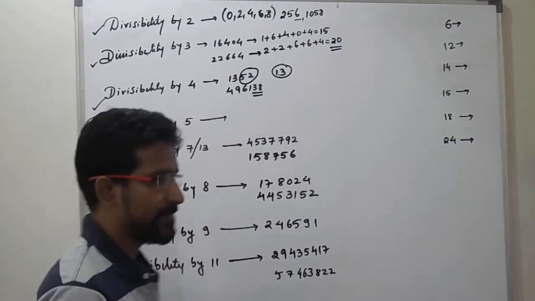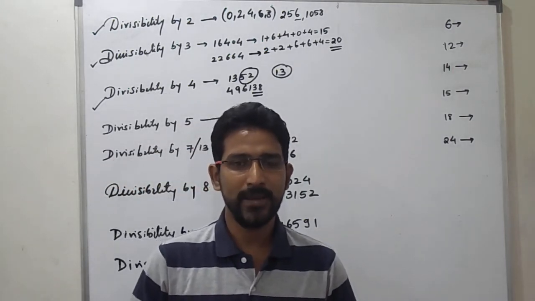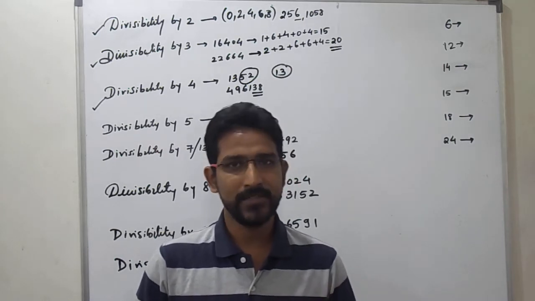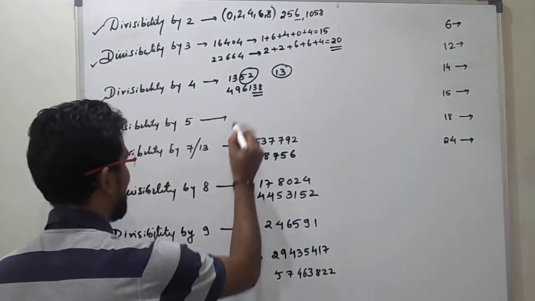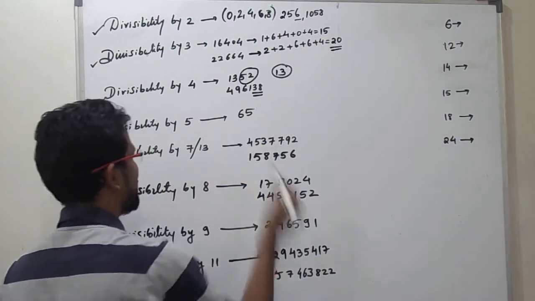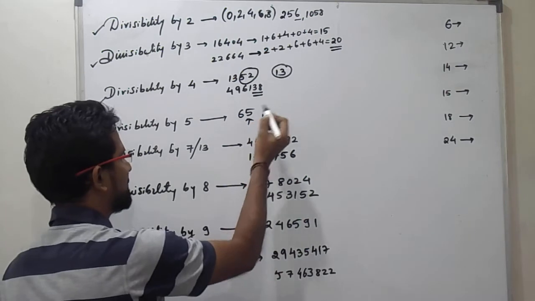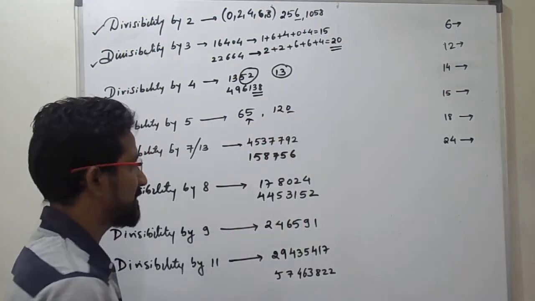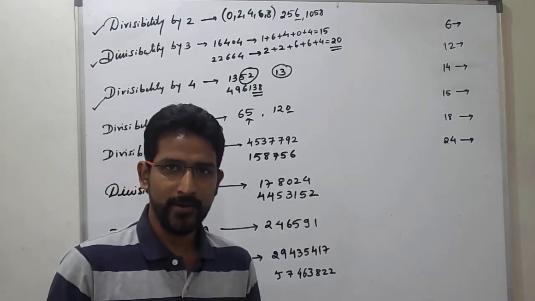Now we'll see the divisibility by 5. For any number to be divisible by 5, if it contains 0 or 5 in its unit place, then that number will be divisible by 5. A simple example: 65 is divisible by 5 because it contains 5 in its unit place. If I say 120, it contains 0 in its unit place, so this will also be divisible by 5. So it should contain 0 or 5.